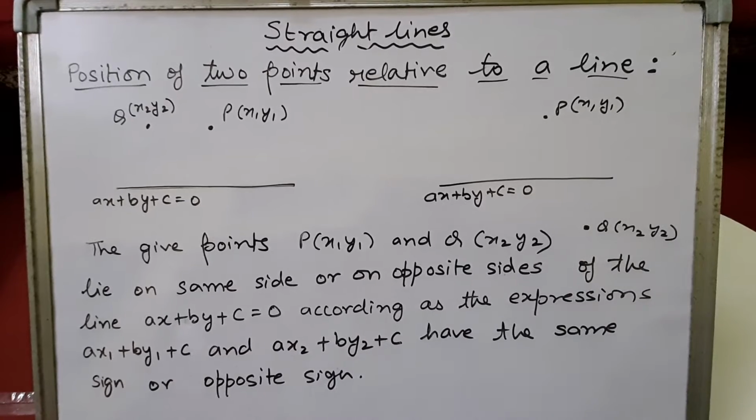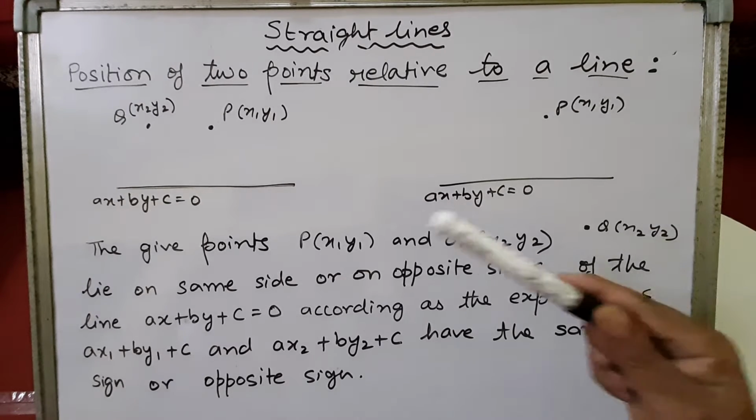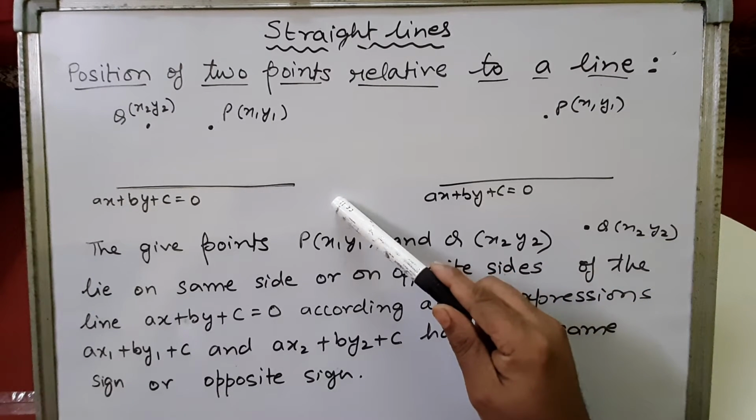In today's class, we'll be learning the position of 2 points relative to a line. That means if we have to locate the points, whether the points are on the same side of the line or on the opposite side of the line. So we can see here, we have taken this line whose equation is ax plus by plus c equals 0.